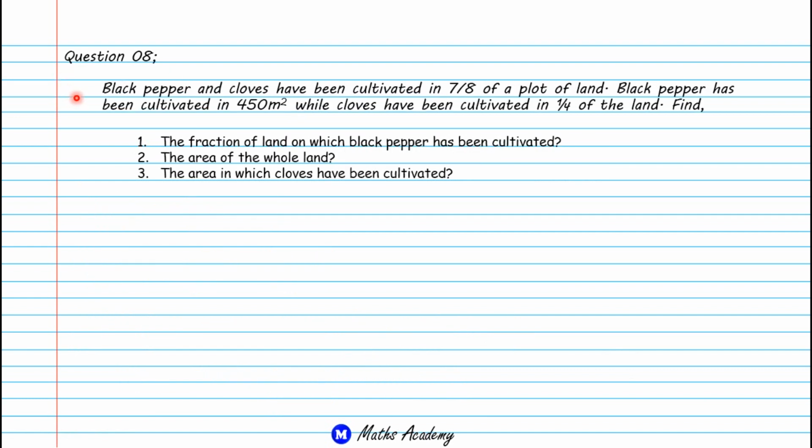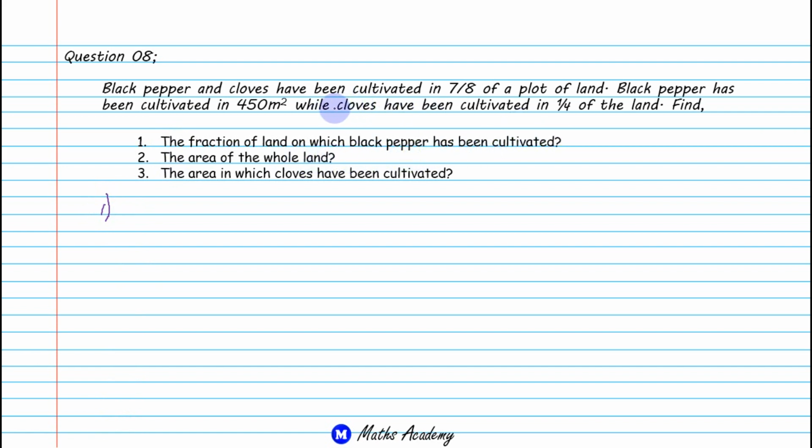Question number 8. It says, black pepper and cloves have been cultivated in 7 over 8 of a plot of land, and black pepper has been cultivated in 450 meters square, while cloves have been cultivated in 1 over 4 of the land. So they have given this information about black pepper and cloves. So with that, let's do these 3 questions.